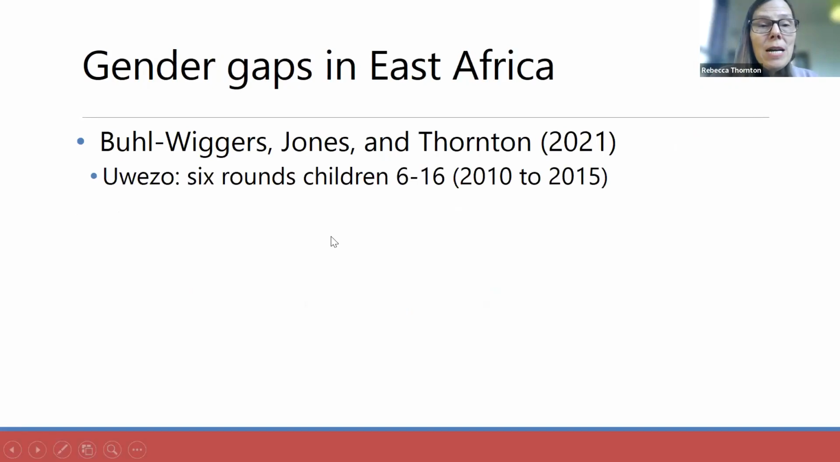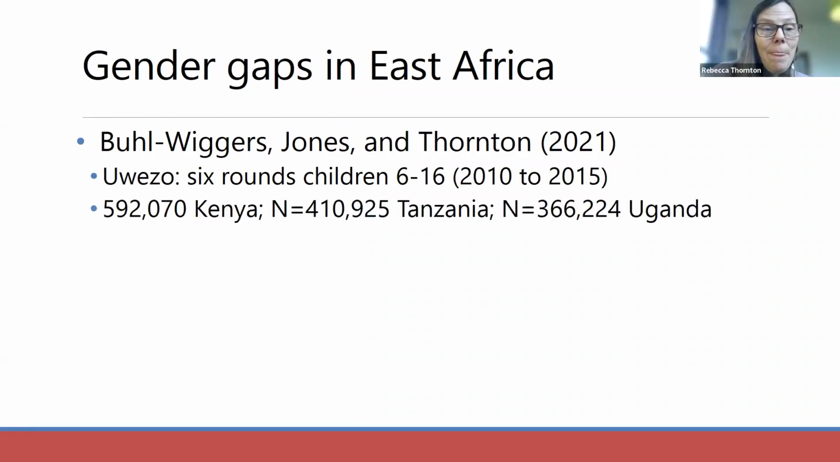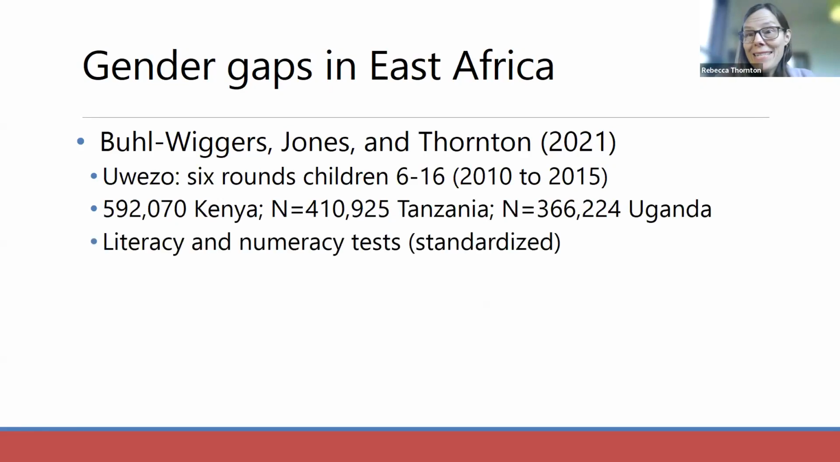So this paper uses the WASO data. It's publicly available. There are six rounds of data from 2010 to 2015 with children in households ages 6 to 16. We've got a very large sample of these children in Kenya, Tanzania, and Uganda, and they gave literacy and numeracy tests.